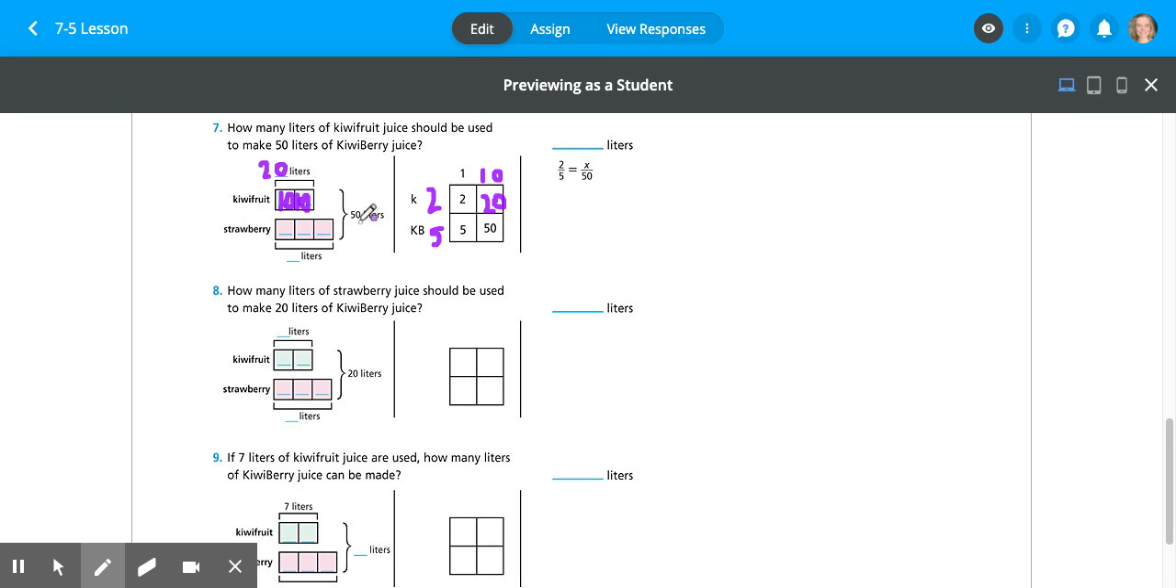So we need to subtract these 2 amounts. So 50 minus 20 is 30. So we have 30 liters on the bottom. And remember, our even parts are the same. So we know they're all going to be 10. And we have the correct answer.